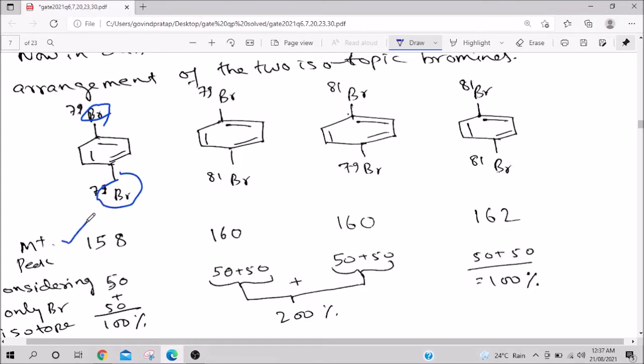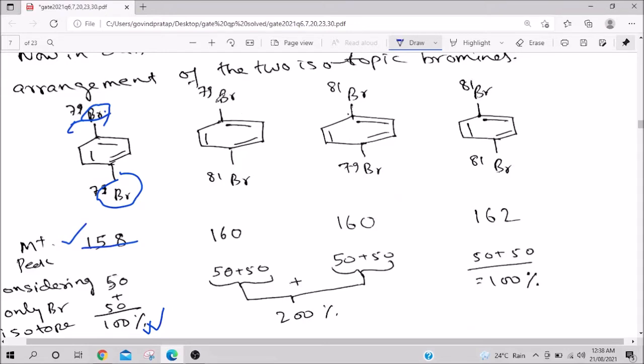What's the atomic mass? 158. Because 79 plus 79 is 158, and this is 50% constituent. You know that bromine has isotopes 79 and bromine 81, both of them are 50-50%. So 50% plus 50% should give a peak of 100%.